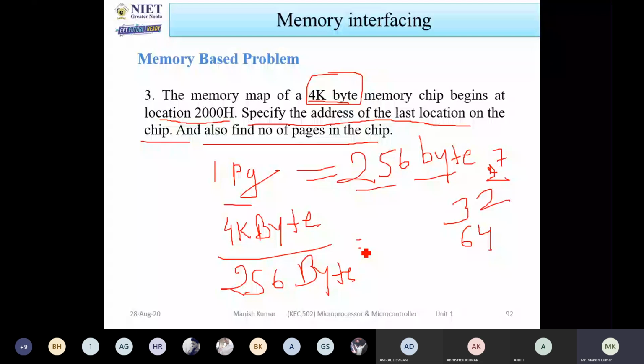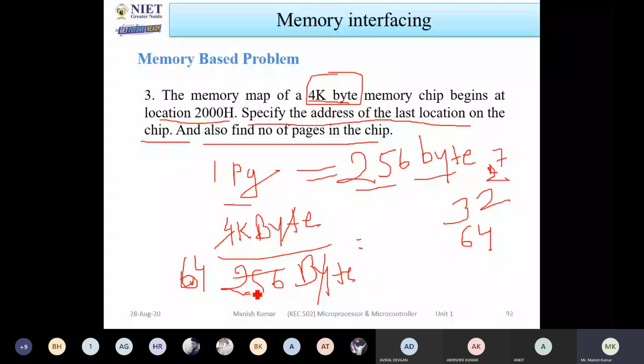So now you have to simplify it. Byte gets cancelled. Correct. Now what will happen? You can cancel it out. 4 sixes are 24 and 4 fours are 16. 8 into 2 is 6. So it will become 64.